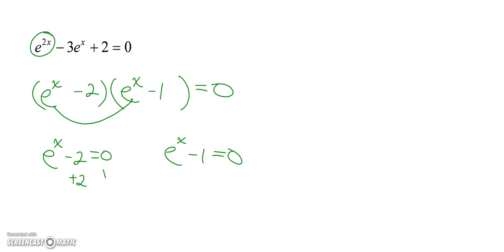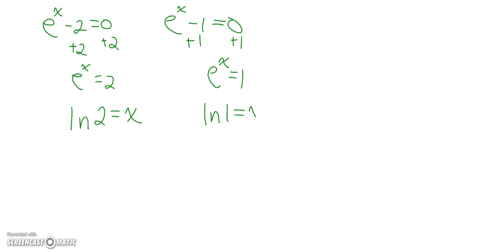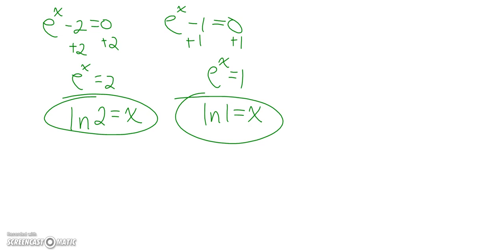What you're going to do, add 2. e to the x equals 2. Add 1. e to the x equals 1. And here it's very similar work for both of these. They're both in exponential form. We're going to put them both in log form. And when I say that, it's log base e, so I'll be writing ln of what's on the other side of the equal sign. So that's 2. And here it's the ln of 1 equals x. So you have two separate answers to a problem like that. And that would make sense because x is being squared. You usually see two answers when x is raised to the second power.